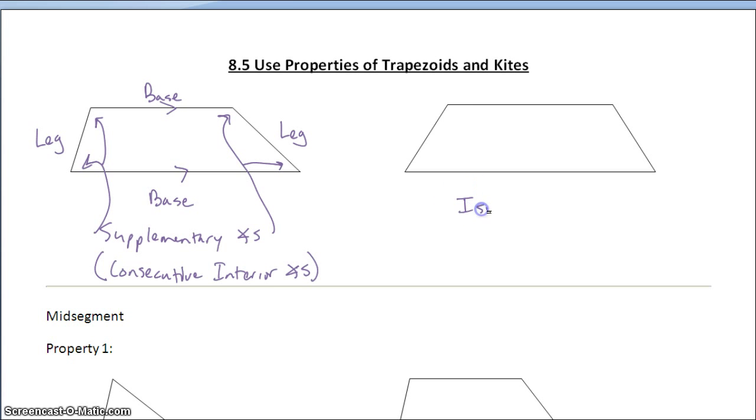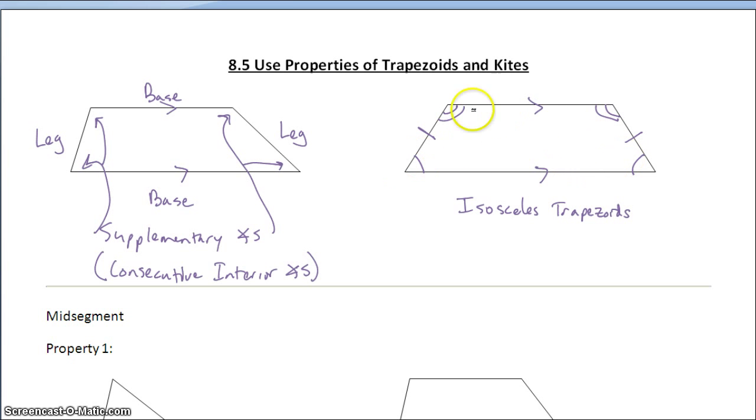Now in an isosceles trapezoid, all of the properties for a regular trapezoid are true. So we have two bases that are parallel, and we have two legs. And in an isosceles trapezoid, those two legs will be congruent. Now when that happens, we have a lot more information. These two angles here will be congruent to each other, and these two angles will be congruent to each other.